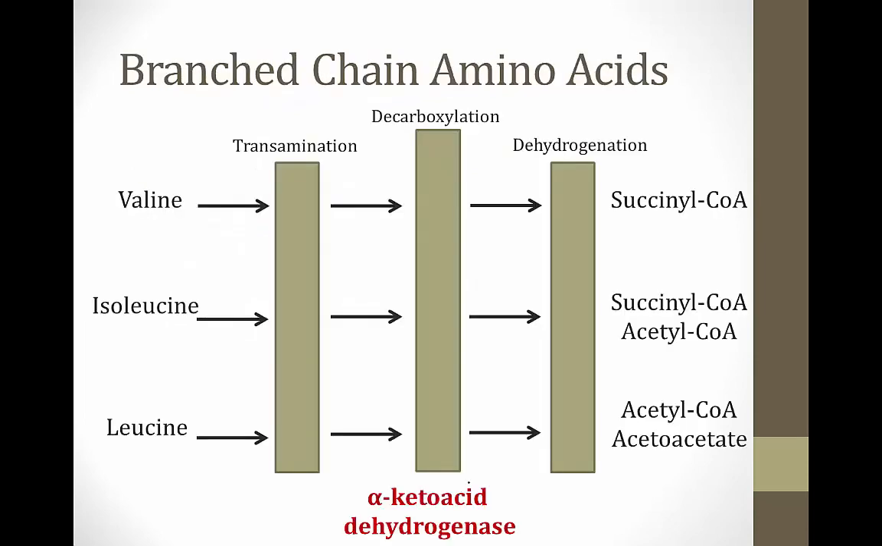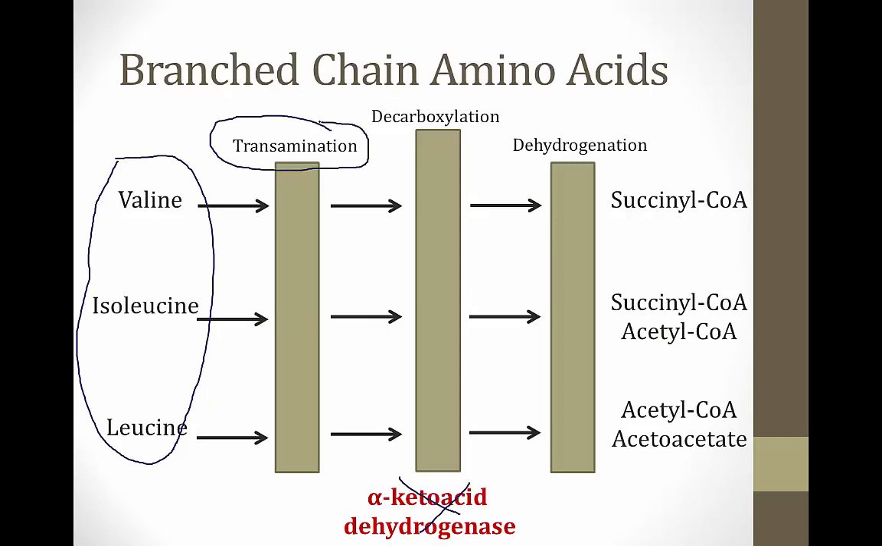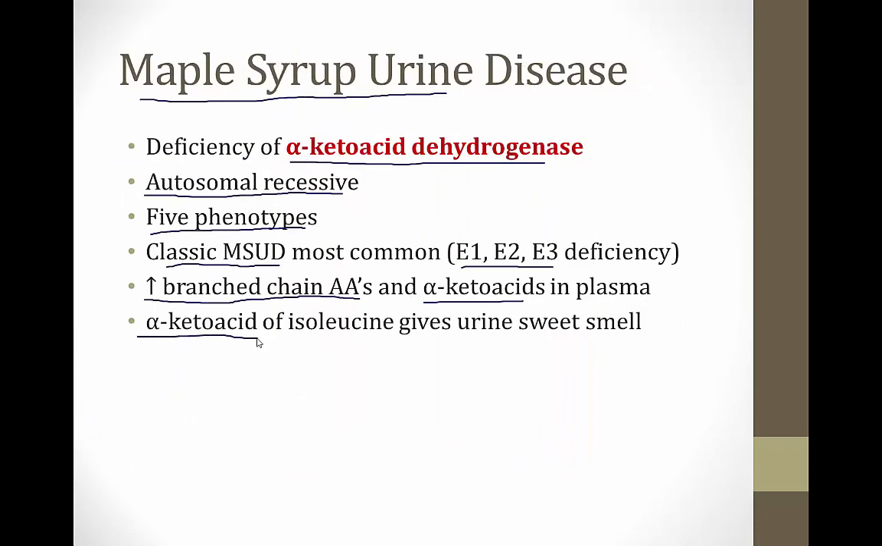If we go back a slide, when you are deficient in alpha keto acid dehydrogenase, you will have high levels of all three branched chain amino acids in your plasma. In addition, after this first step of transamination, all three branched chain amino acids are converted to structures called alpha keto acids, and the level of these molecules will rise in the blood as well when alpha keto acid dehydrogenase is deficient. And it turns out it is the alpha keto acid of isoleucine that gives urine a sweet smell, and that's how the disorder gets its name, maple syrup urine disease.